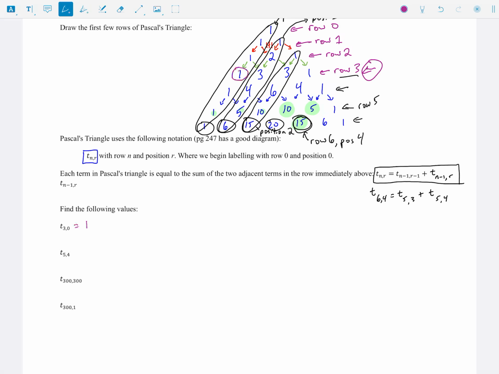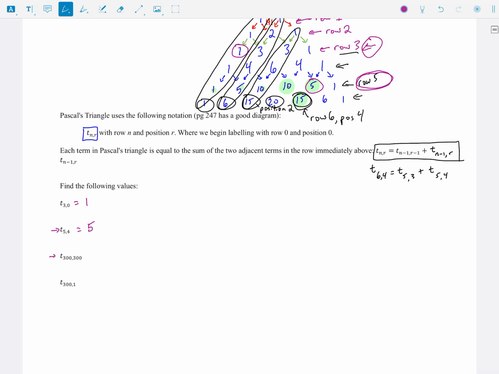T of 5 comma 4 is equal to, so let's find the 5th row. So here's our 5th row, and we're looking for the 4th position. So 0, 1, 2, 3, 4, and that's the 4th position. So T of 5, 4 is equal to 5.